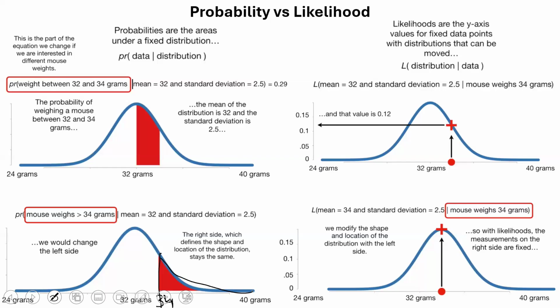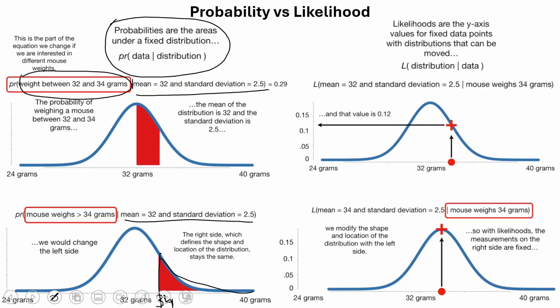Probabilities are just the areas under a fixed distribution, right? In both cases, the distribution is constant. What is changing is which weights' probabilities we are trying to find out. What we are changing is the left-hand side. Now coming back to likelihood, let's understand what likelihood is.